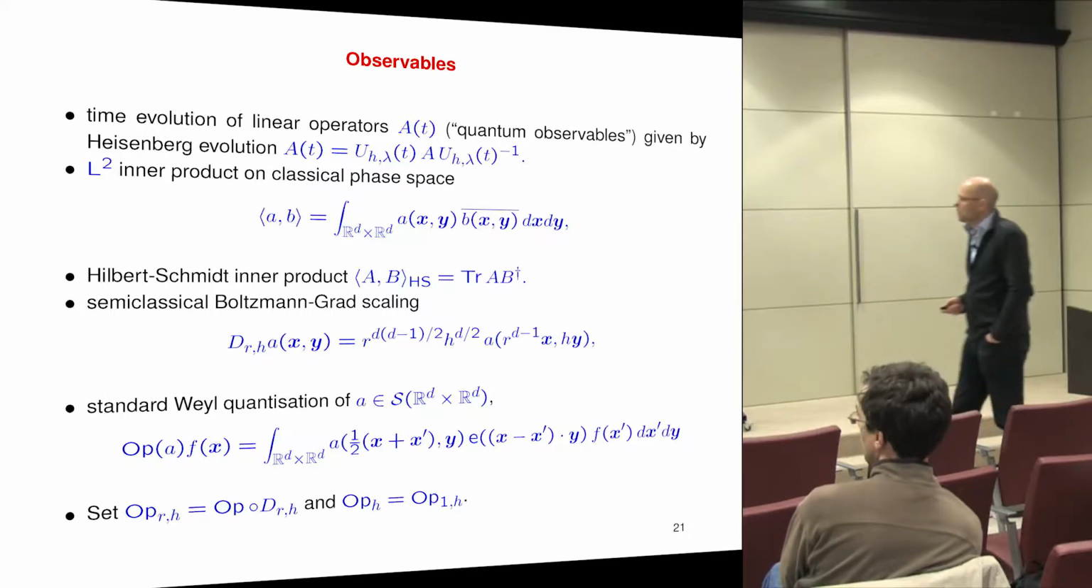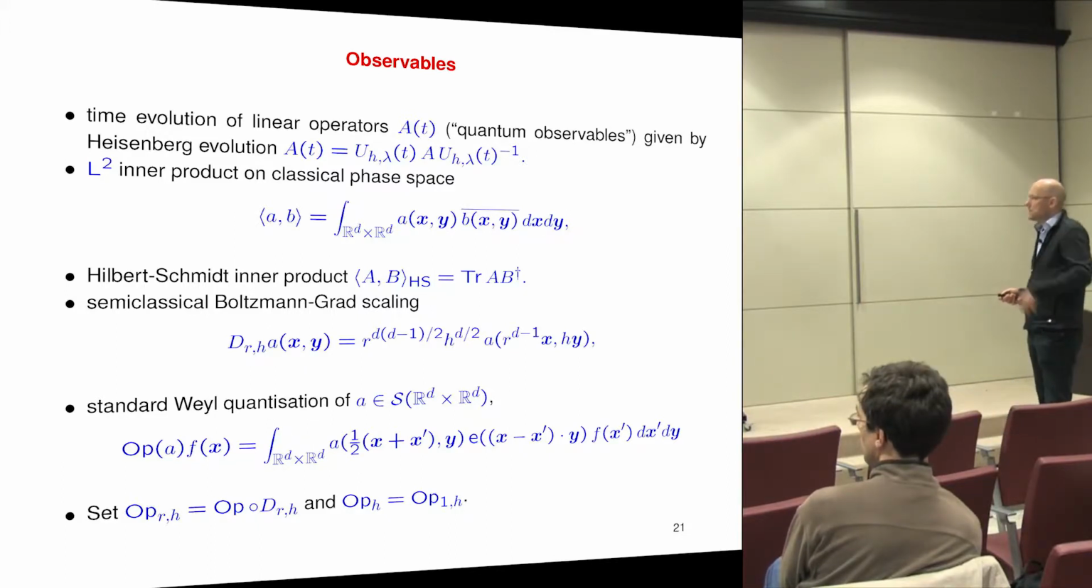And this is done by replacing densities by linear operators, so-called quantum observables. I'm just telling you here that the way quantum observables evolve is by conjugation by that unitary semigroup that I wrote down on the previous page. We introduce the usual L2 product on the classical phase space, so this is just R^d times R^d.